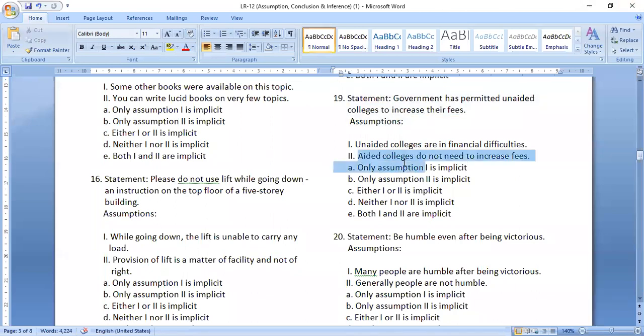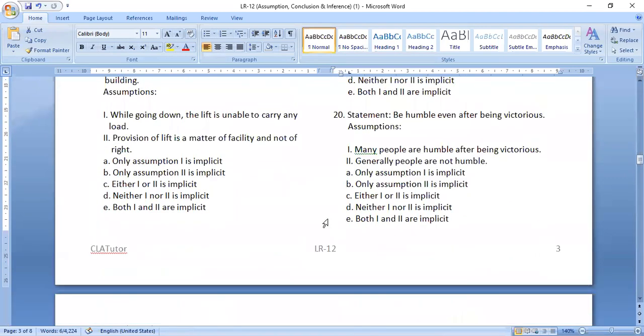2 is that aided colleges do not need to increase fees. Sir, no, sir. They haven't spoken about aided colleges, so it's not implicit. So 1 is implicit. So I think we'll probably just say A, that only assumption 1 is implicit. Okay, so we'll probably move to 20.